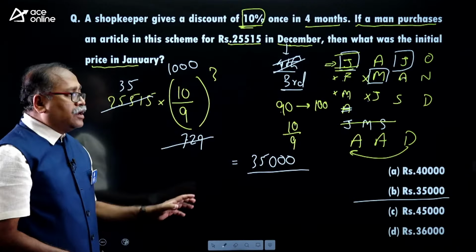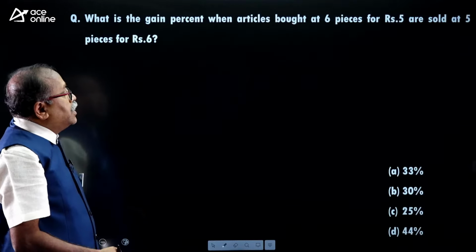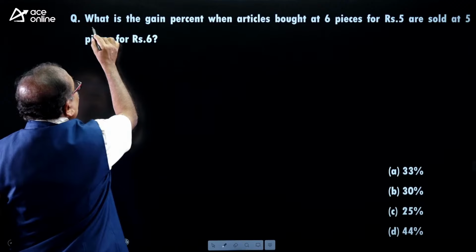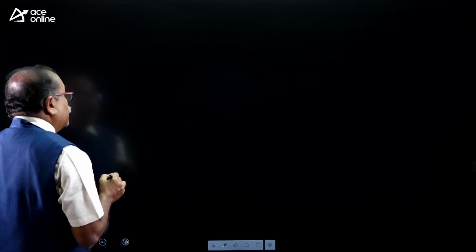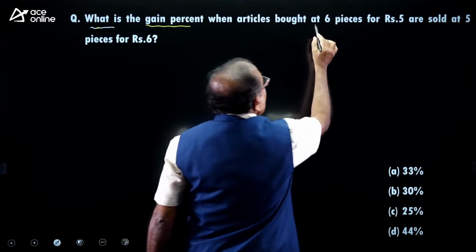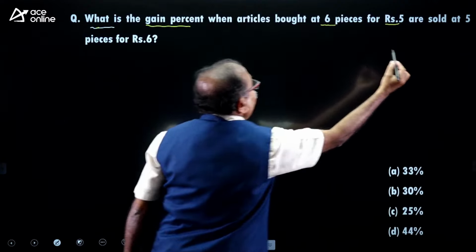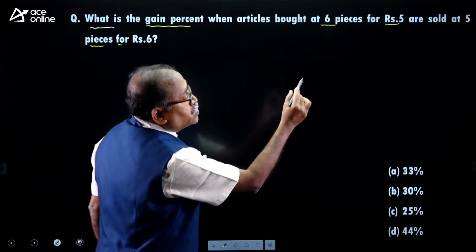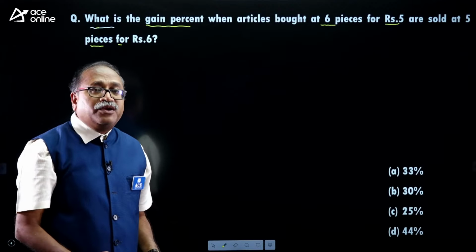Okay. We have taken a long time to explain this question. I am moving on to the next question over here, and that is this. What is the gain? Sumit sir, can you answer the question? No. Let me come to this. What is the gain percentage when the article is bought at 6 pieces for ₹5 and sold at 5 pieces for ₹6? It's a very common and fundamental question. Hope you will be able to answer the question.